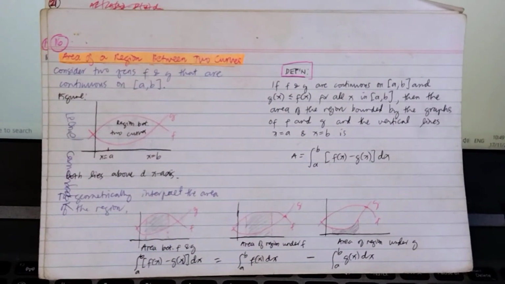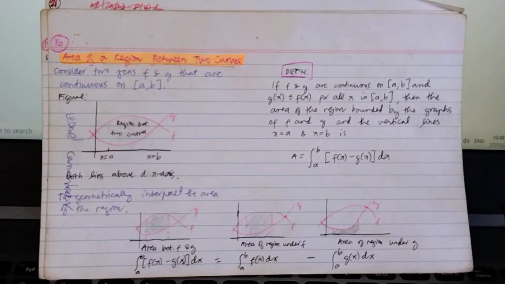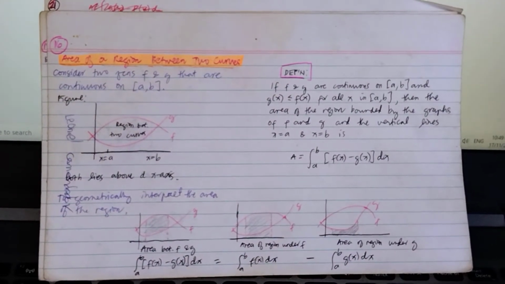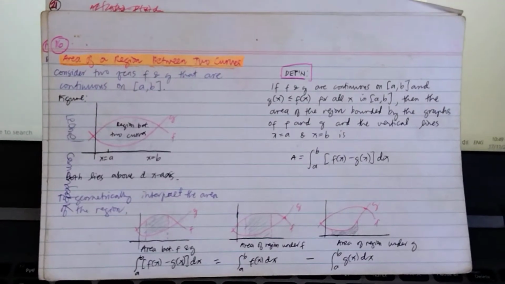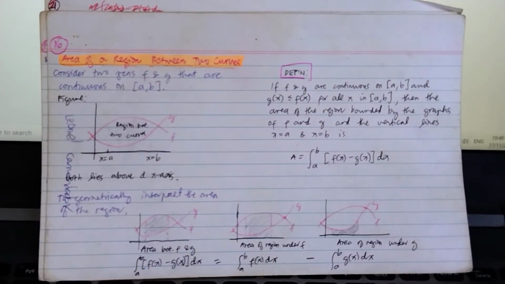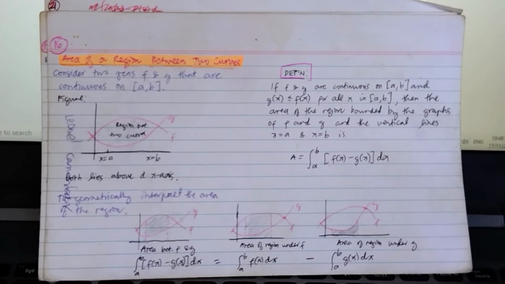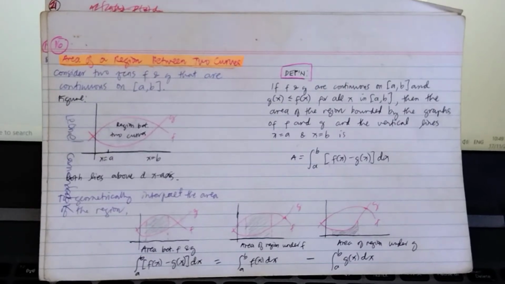Okay, good day class. We are now on the second topic, which is on how to find the area of a region between two curves. Now, consider two functions f and g that are continuous on the closed interval [a, b]. As you can see on the figure below, you have the graphs of f and g. What we are looking for is the area between the two curves.